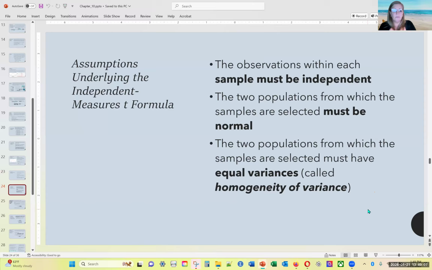All right, so there are some assumptions related to the independent measures t formula. One is that the observations within each sample are independent. The two populations from which the samples are selected are normal. And the two populations must have equal variances. We call this homogeneity of variance. So the variance in one group is similar to the variance in the other group.